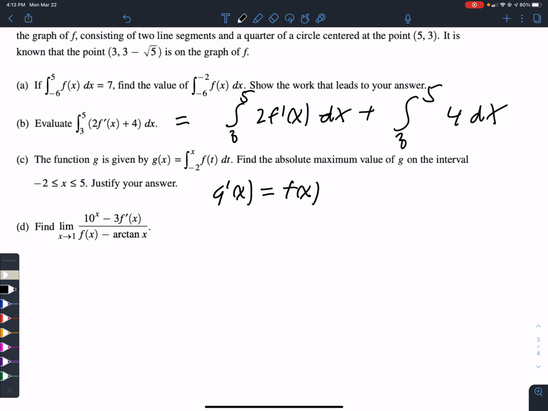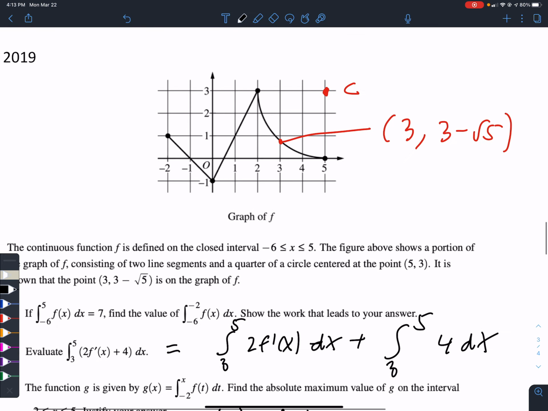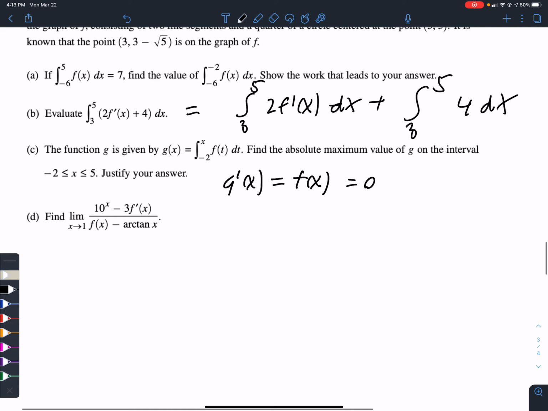And we want to set this equal to 0. When does f of x equal 0? It's going to be at x equal -1 and 1/2. So now I have found my critical points.